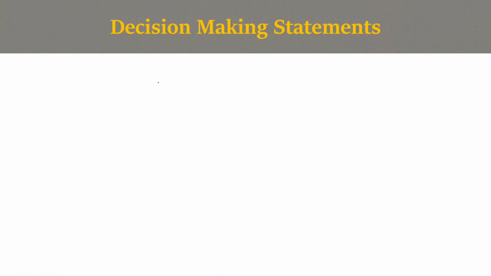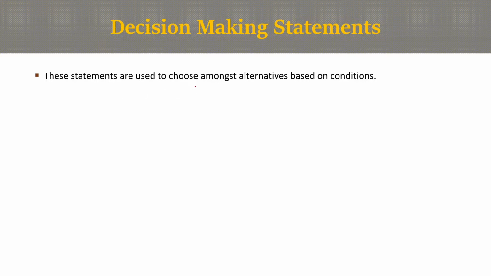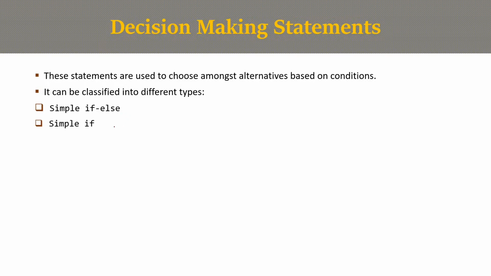Now, moving on to the decision-making statements. These statements are used to choose amongst alternatives based on conditions. So it can be classified into different types. The first one is the simple if else. Then we have the simple if. Then we have nested if else. Then we have the if else ladder. And lastly, we have the nested if. So we are going to see these types only, but other than this, there can be many types as well.